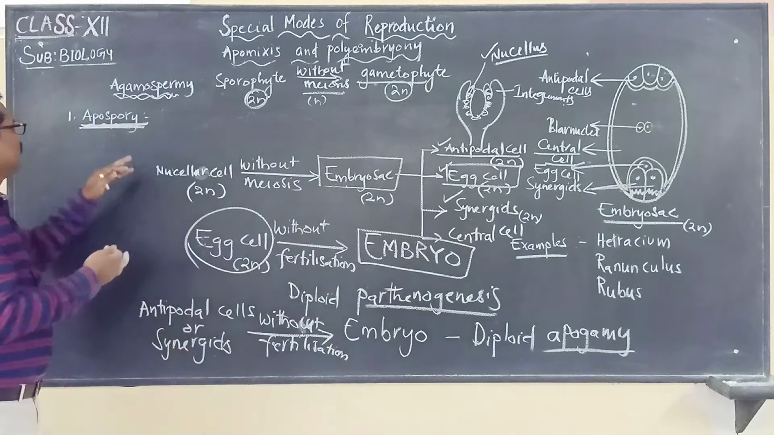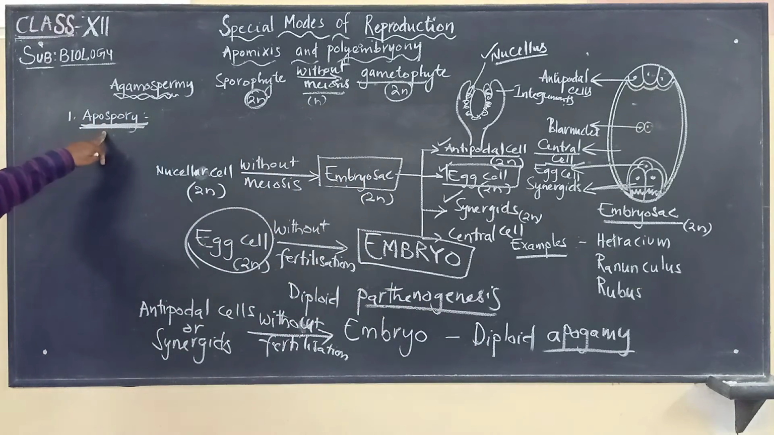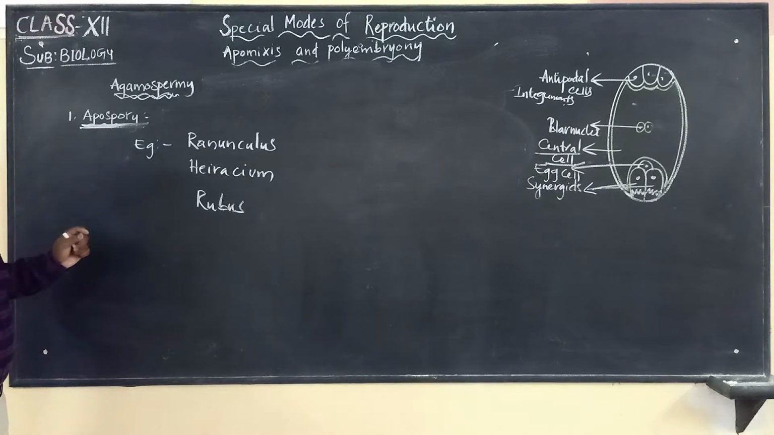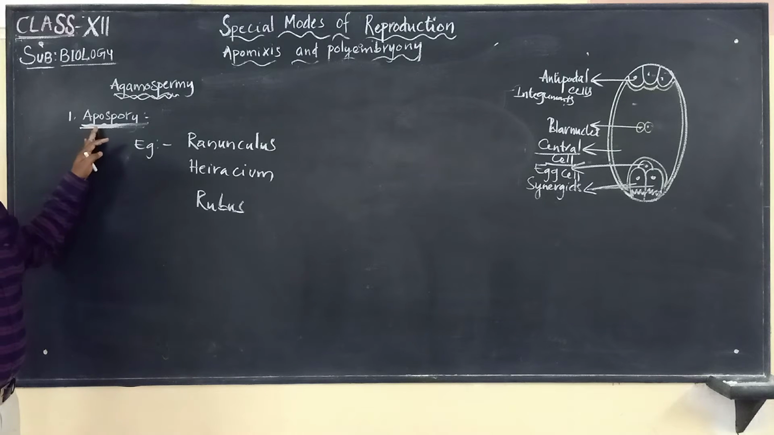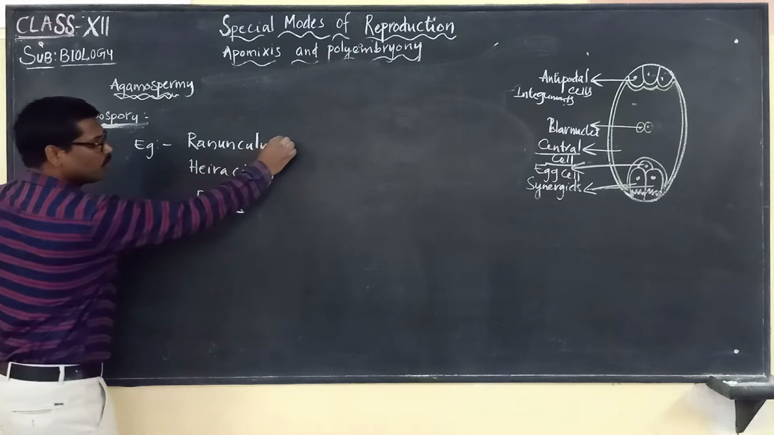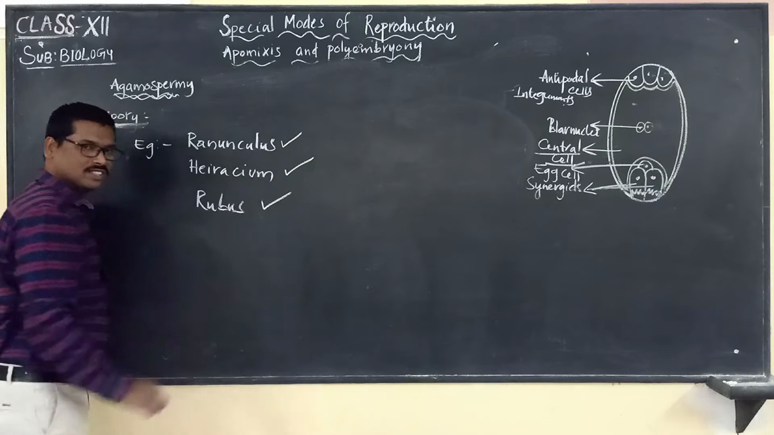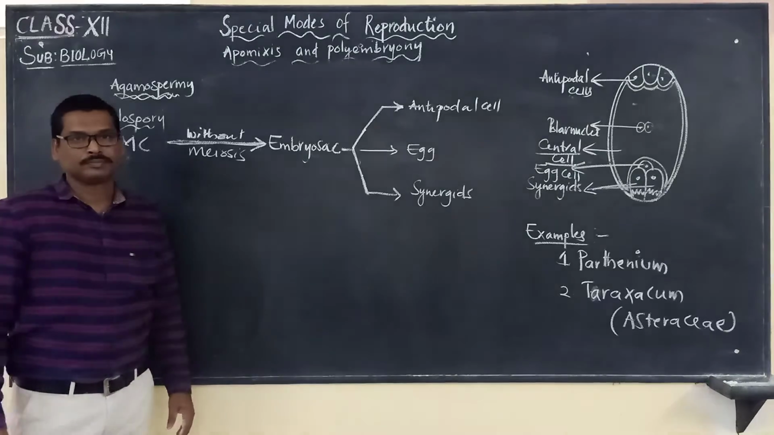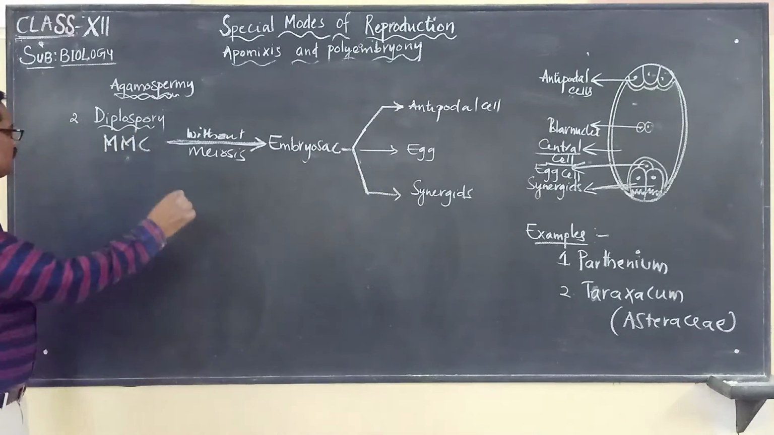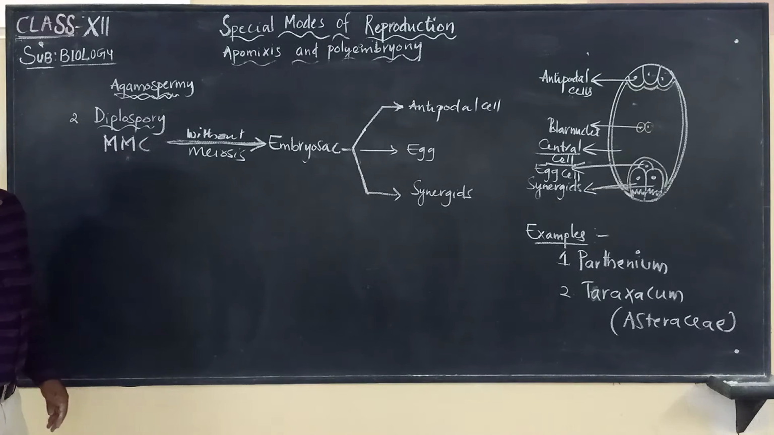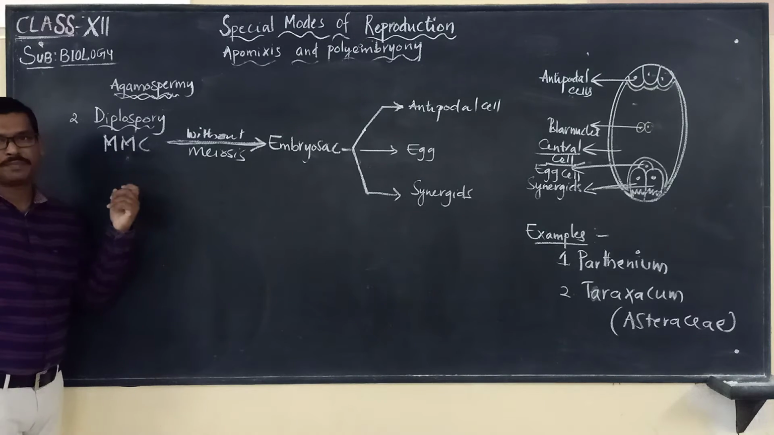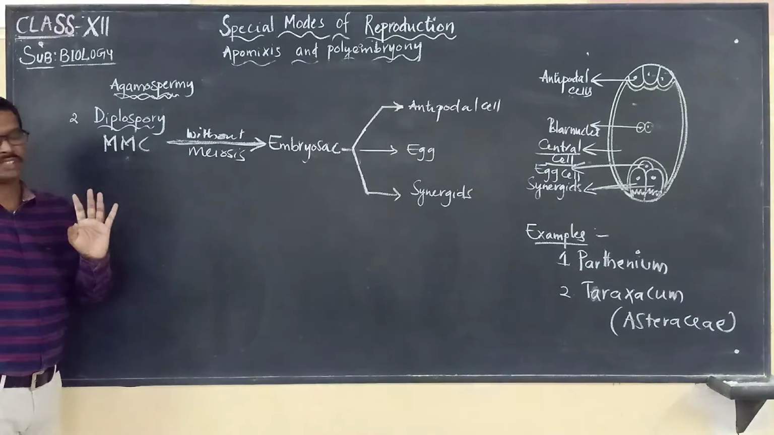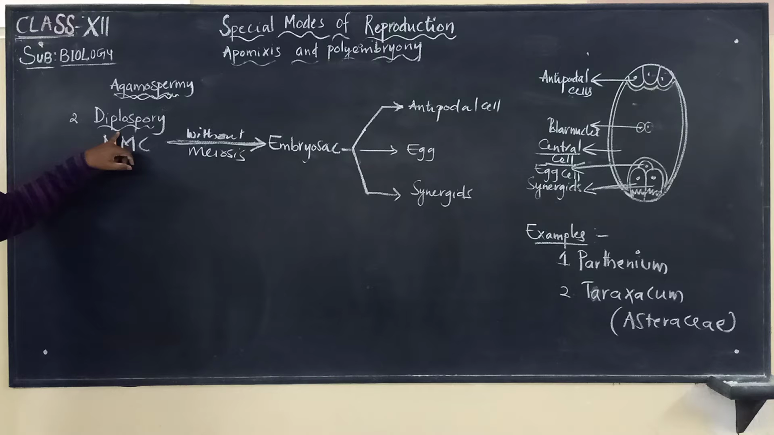So these are some points we have to remember when we talk about apospory. What are the best examples of apospory? The best examples are Ranunculus, Hieracium and Rubus. These are the best examples which show apospory. Next we are going to discuss diplospory, in which the embryo is formed without fertilization and without meiosis.